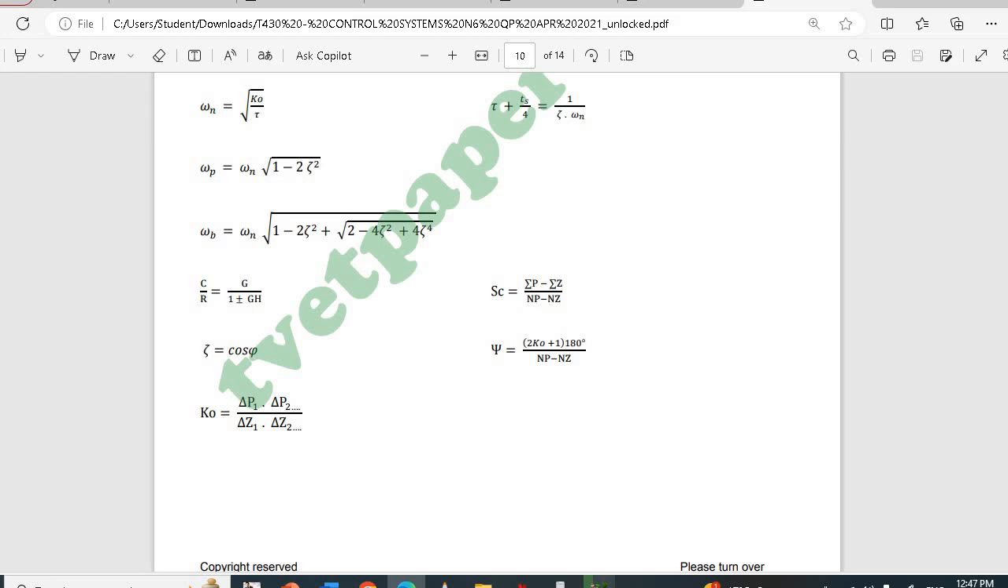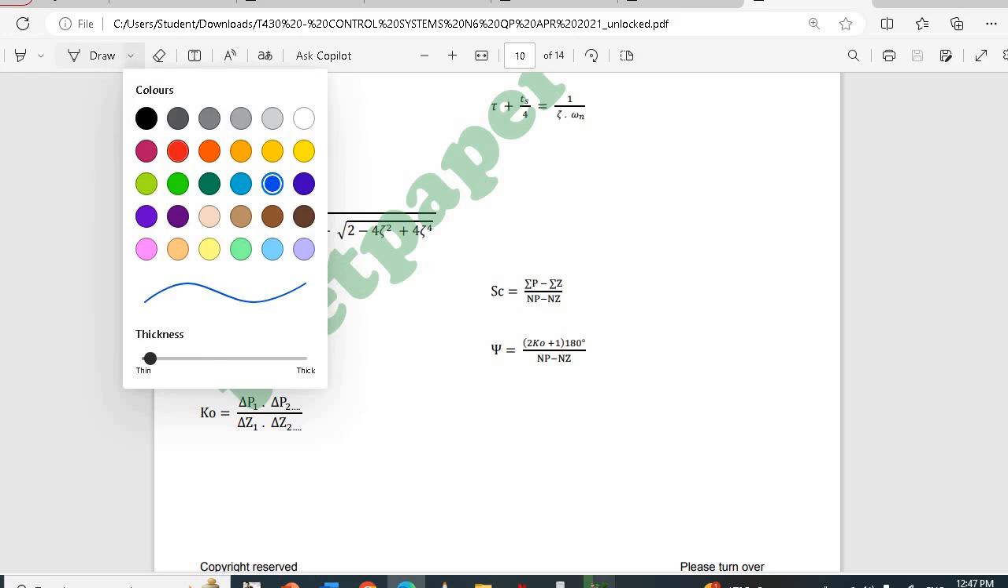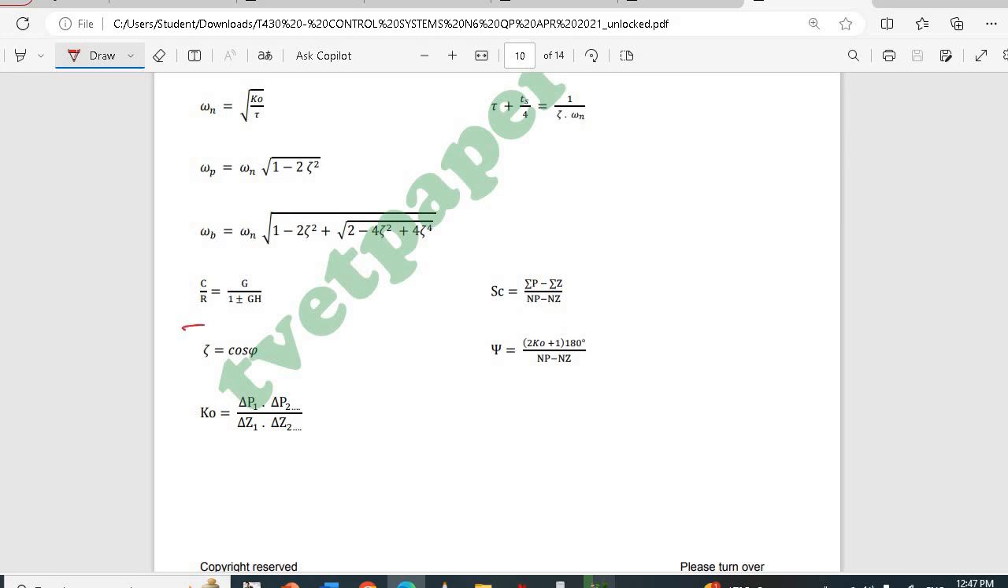This network is responding slow. Okay, but it's here. So we are going to use these formulas, these two formulas.